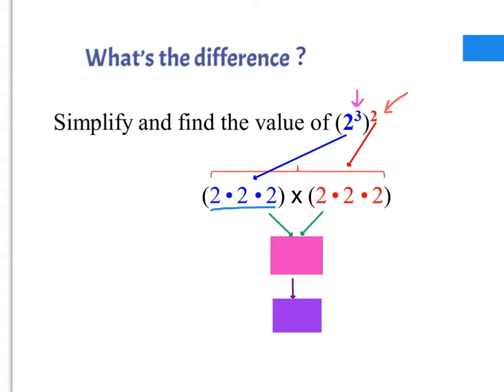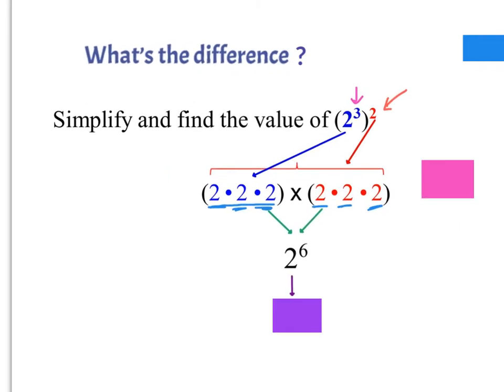So thinking about what we did with multiplying, I'm multiplying all of my 2's, and let's see how many I have to simplify. I have 1, 2, 3, 4, 5, 6. So to simplify this, this is going to be written as 2 to the 6th power. To find the value, I multiply out all of these 2's, and I get 64.